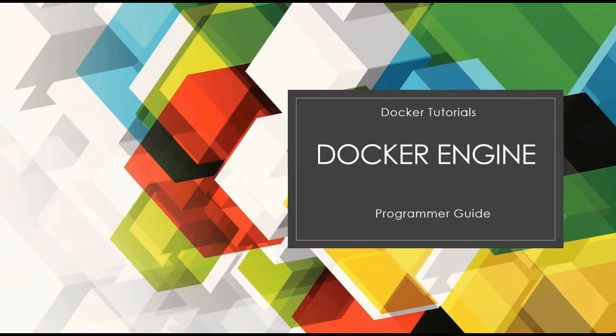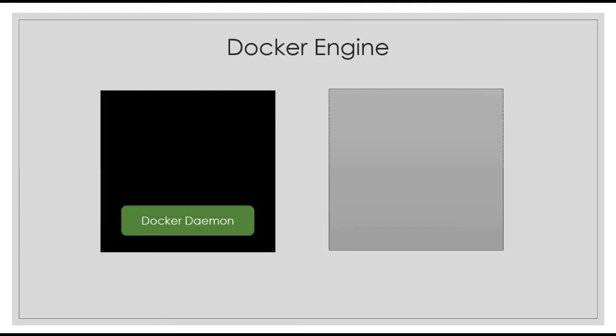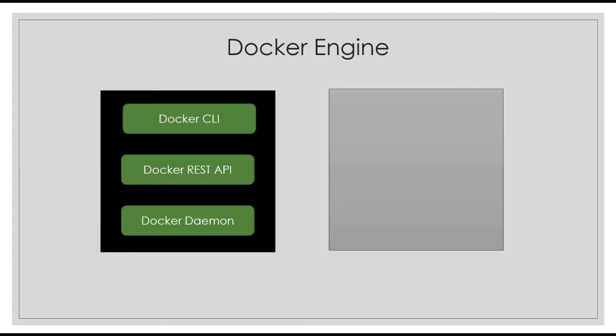Now I'll discuss the Docker engine. If you install Docker in a Docker host, there will be three components installed in your Docker host. One is called Docker daemon, the next one is REST API, and the third one is Docker CLI.